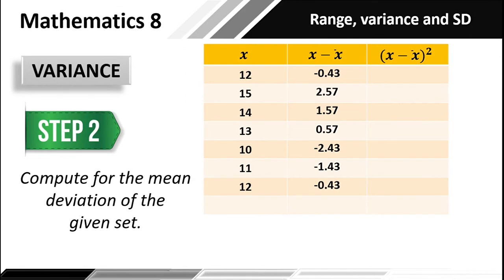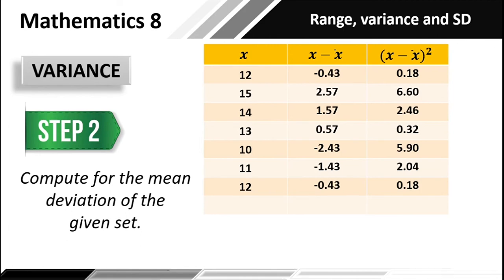On the third column, just square, or multiply to itself, the value in the second column. We have negative 0.43. Just square it, or multiply it to itself, so the answer would be 0.18. So negative 0.43 multiplied by itself is 0.18. Continue this process until you reach the end. So you will have an end product of 6.60, 2.46, 0.32, 5.90, 2.04, and 0.18.